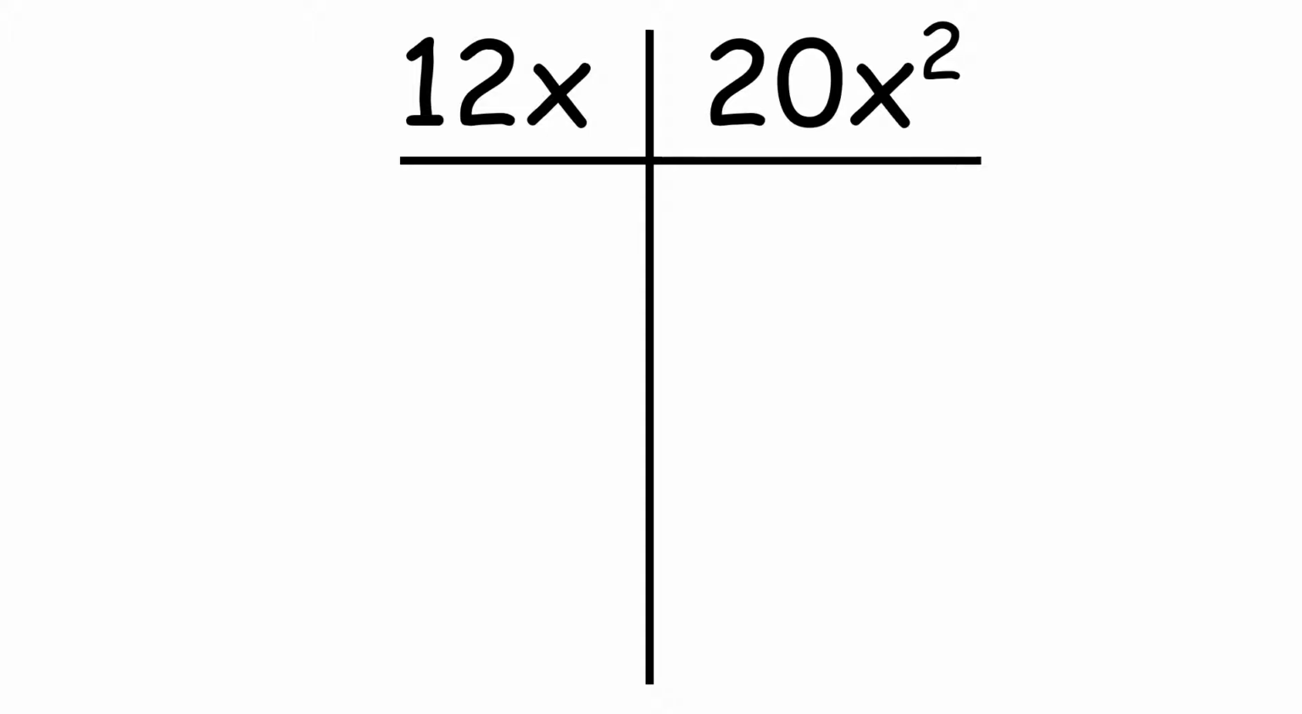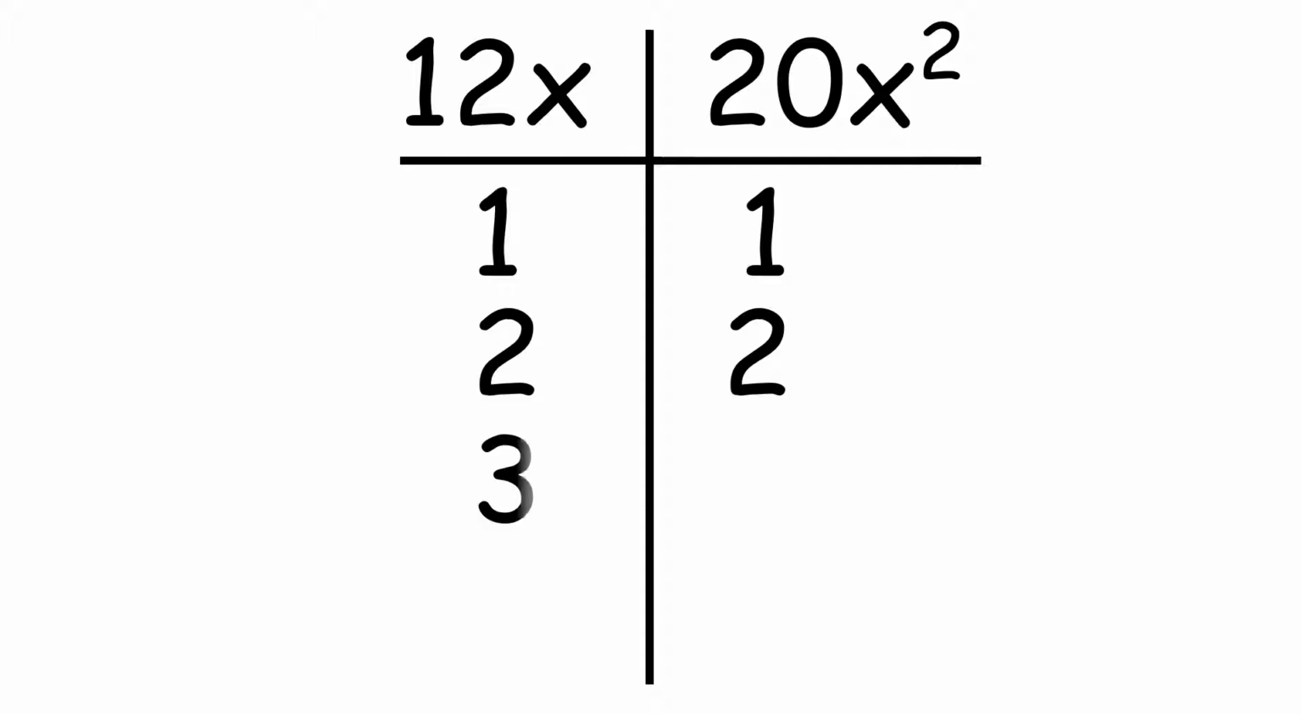First, let's focus on the coefficients, 12 and 20. 1 is a common factor for both of these. 2 is also a common factor for 12 and 20. 3 is a factor of 12, but not of 20. 4 is a common factor. In fact, it's the greatest common factor.